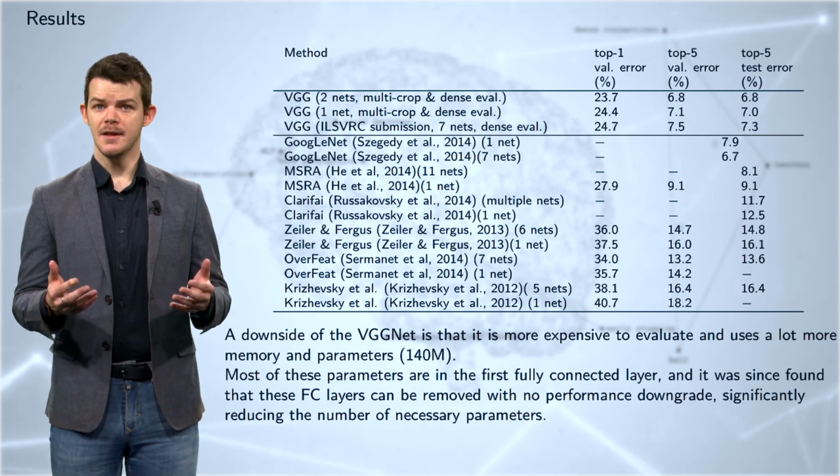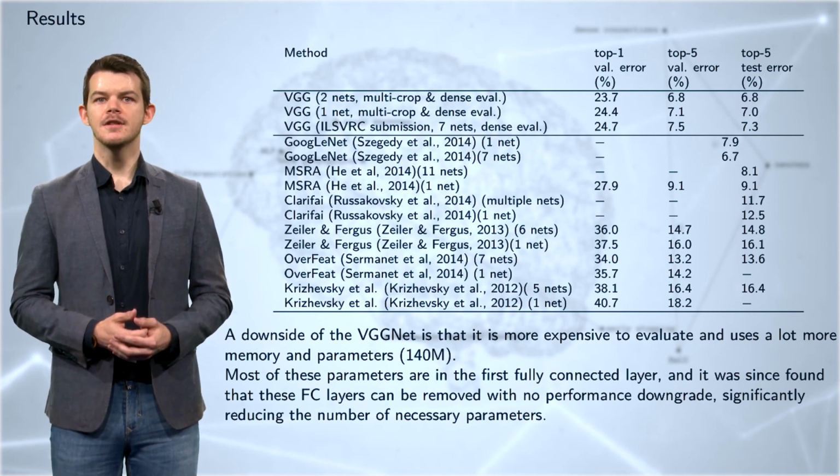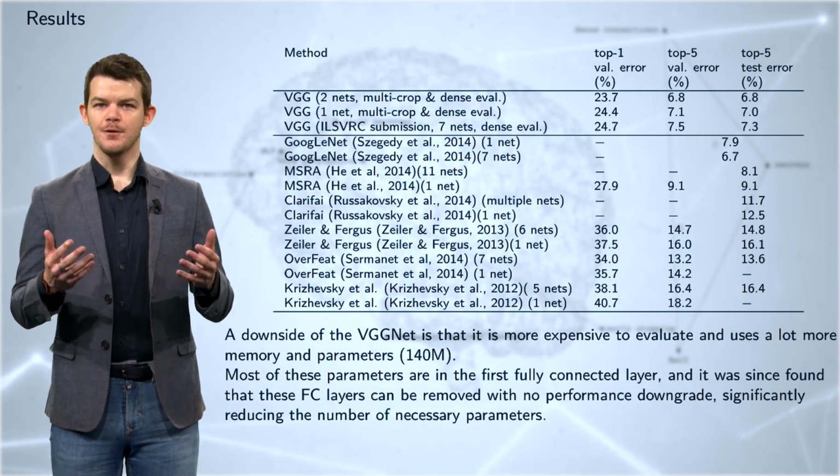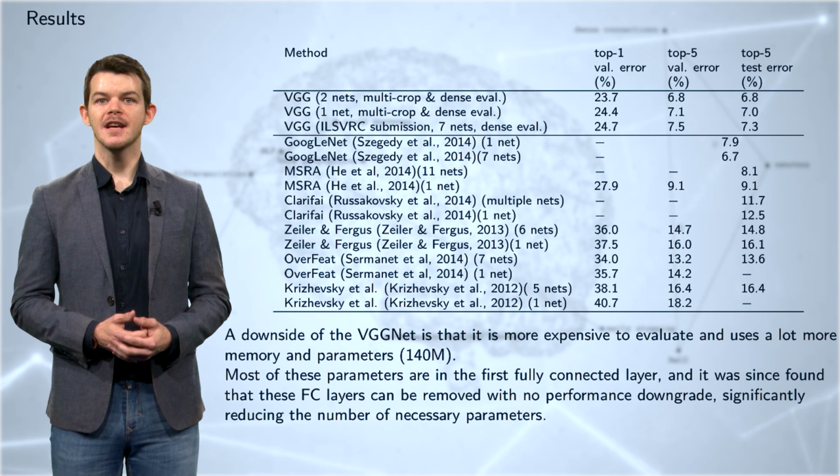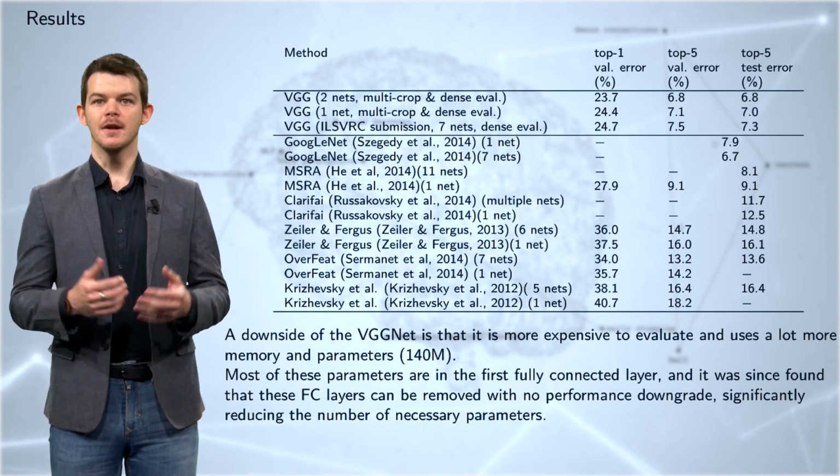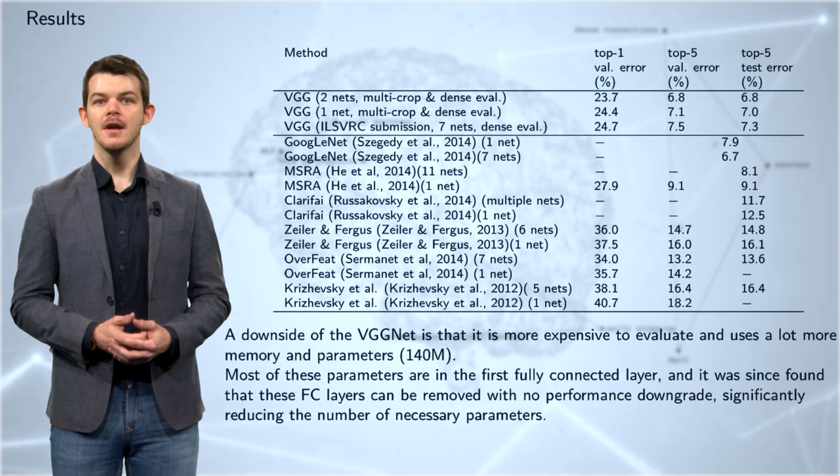In general, in CNNs, fully connected layers need a lot more parameters than convolutional layers. It was since found that these fully connected layers can be removed with no performance downgrade. This reduces significantly the number of necessary parameters in the network.